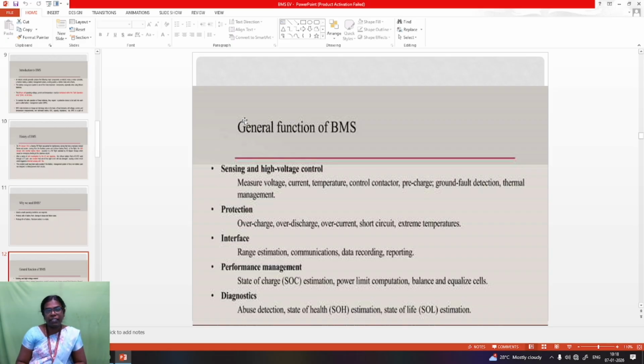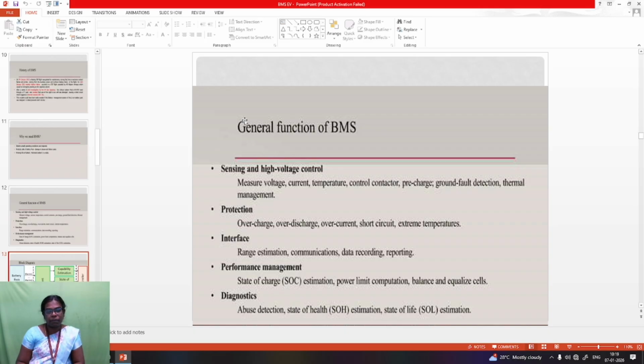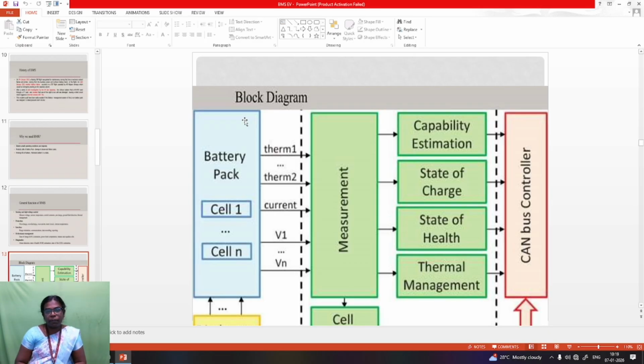Generally the lithium battery bag has an inbuilt BMS. These are all the points. Interface: range estimation, communications, data recording and reporting. And performance management: state of charge, SOC estimation, power limit computation, balance and equalize cells. And diagnostic: abuse detection, state of health estimation, state of life estimation.